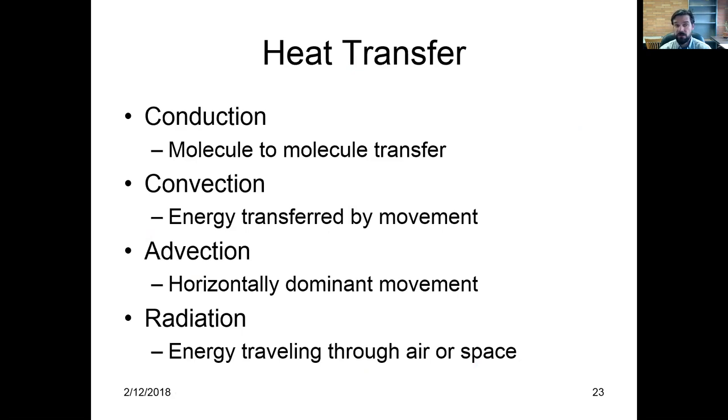Heat that is transferred, and we'll look exactly how that works specifically in the case of water, is a classic example. And then advection is horizontally dominant movement. So rather than vertically, which is how we often imagine things transferred, it's specifically horizontal. That's the one I'm least requiring you to be familiar with, just because it's the one we least acknowledge or interact with on a daily basis.